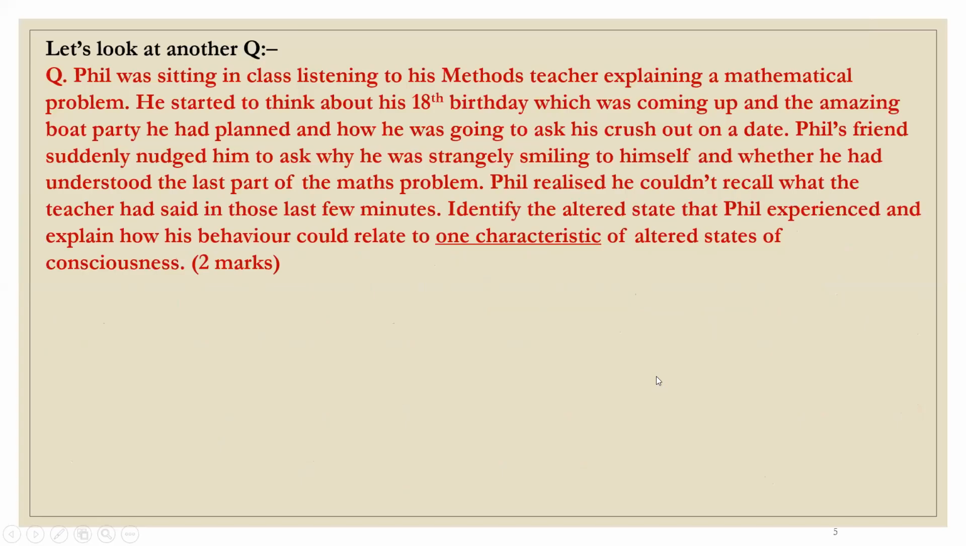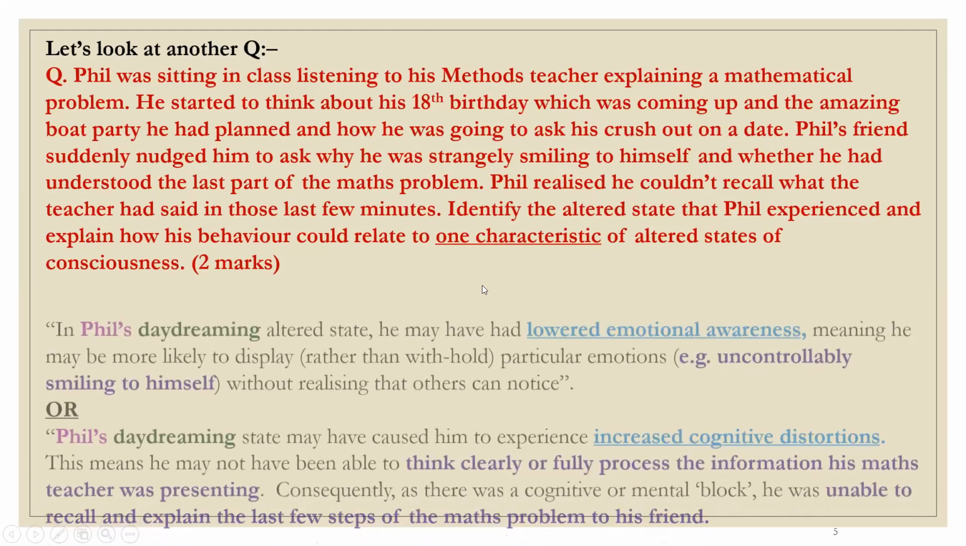Moving to the question that I just got you guys to do. This question is talking about Phil. He was listening to his methods teacher explaining a problem. He then starts to think about his 18th birthday, so he's diverting away from the task, which we should all have identified as daydreaming. Then Phil's friend suddenly nudges him, asks him why he's strangely smiling to himself, and whether he understood the last part of the maths problem. Phil realized he couldn't understand it. So what is the state?